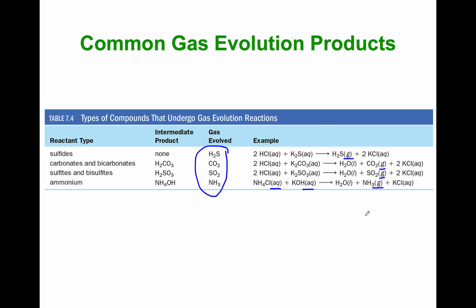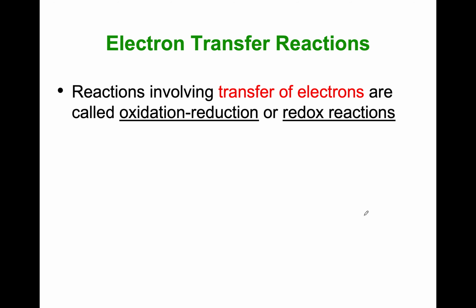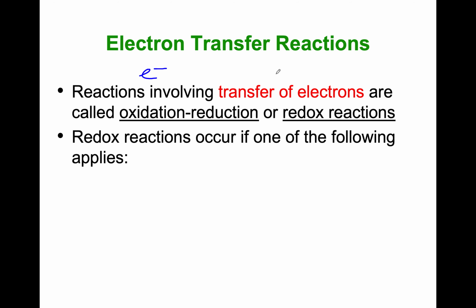Another class of reactions. There's a lot of reactions that were thrown out here in this chapter. Another class of reactions is electron transfer. Okay, so remember, electrons are negative. That's really key. We're transferring negative electrons, and here's how we can tell if one has occurred.